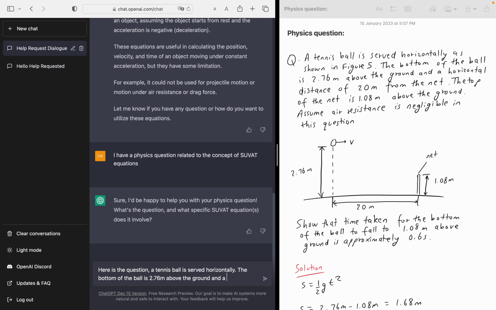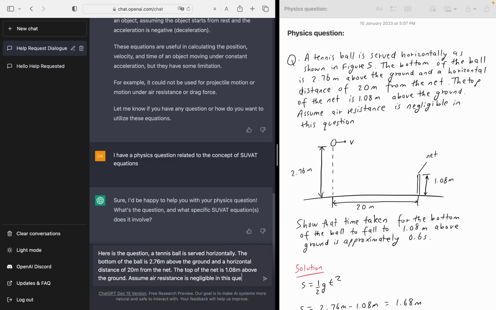Above the ground and a horizontal distance of about 20 meters from the net. The top of the net is 1.08 meters above the ground. Assume that air resistance is negligible. We're giving a clue to the AI that you don't need to consider air resistance in this type of question.